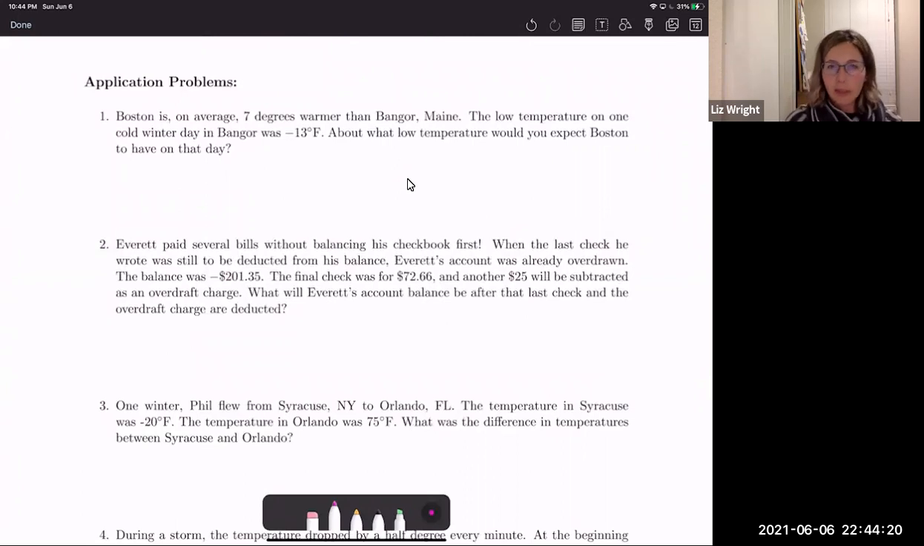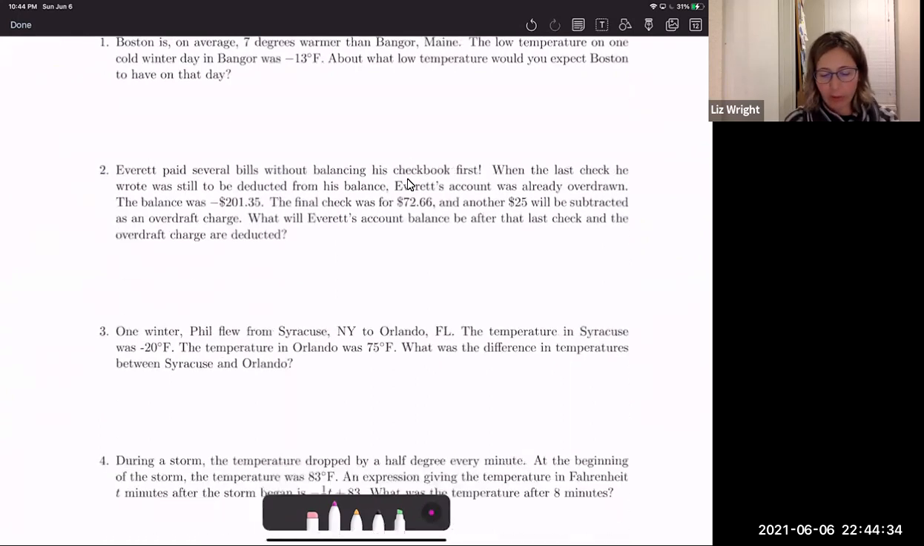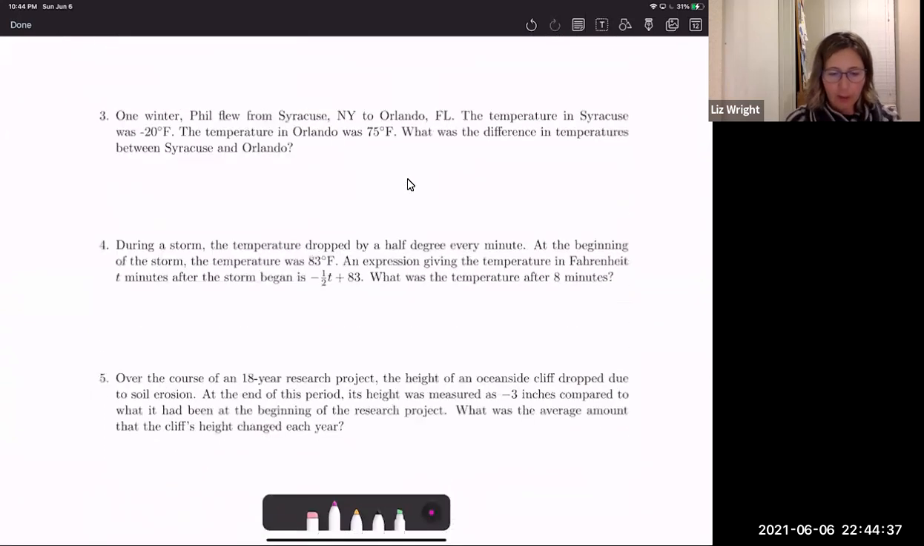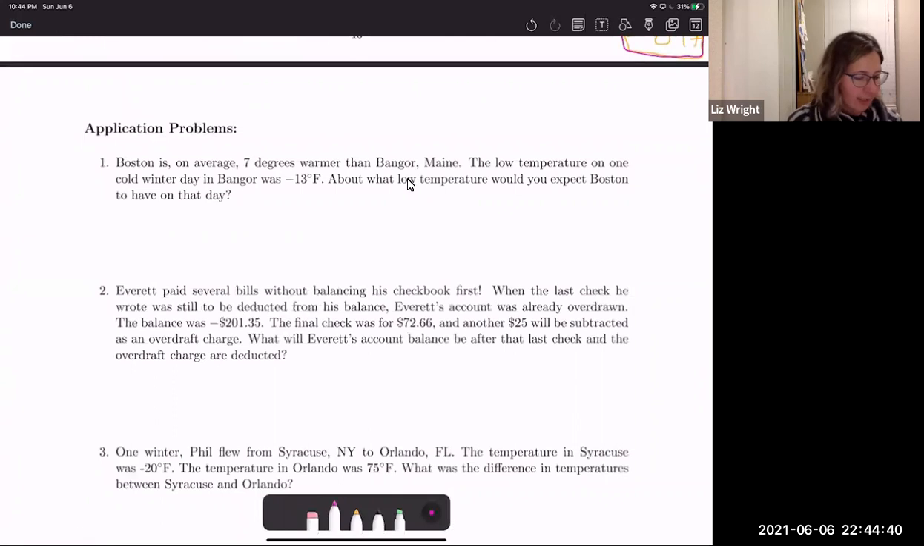All right, so typically in class, I would have you try working on this together with your partner, your elbow buddy, and see how you do on these problems. And then we would go through and check them. So I'm going to write down the answers, and I want you to pause the video and see how you do. This first one should be negative 6 degrees Fahrenheit average in Boston. That's your answer.